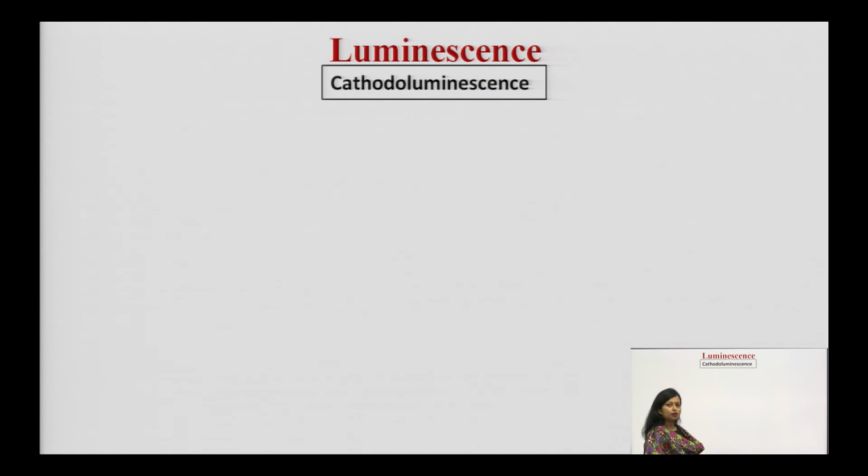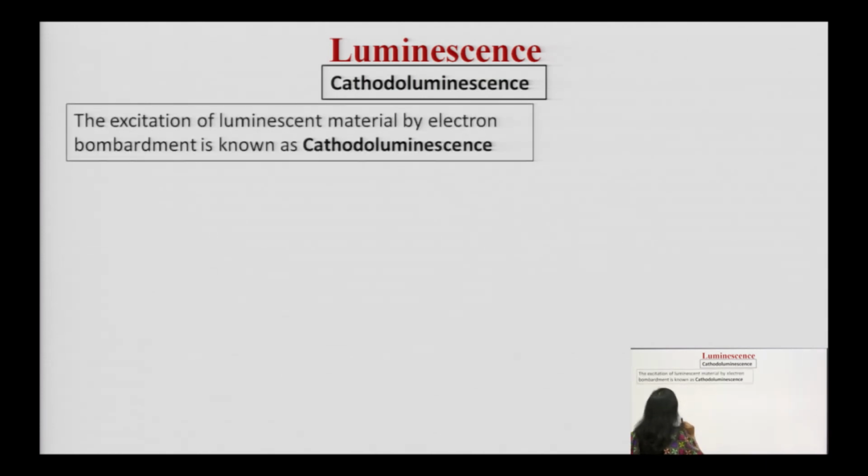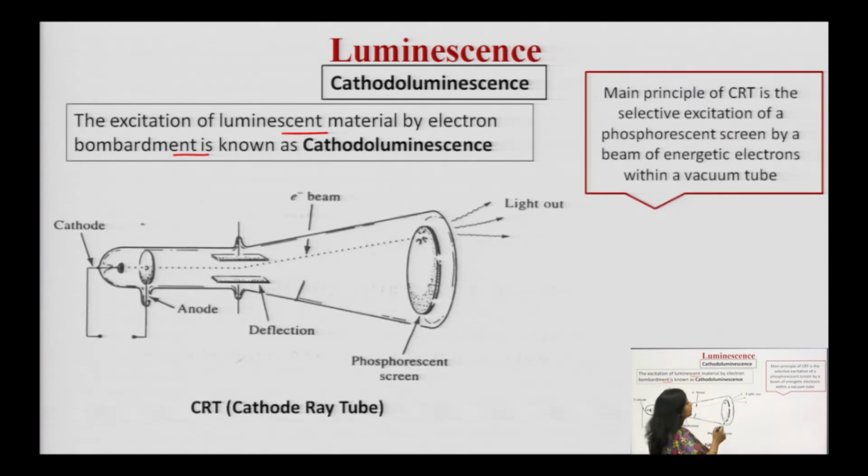Second is cathodoluminescence. What is cathodoluminescence? The excitation of a luminescent material by electron bombardment is known as cathodoluminescence. Recall what you have studied in the case of the CRT. The major principle of the CRT is the selective excitation of a phosphorescent screen by a beam of energetic electrons within a vacuum tube. Let us recall the CRT.